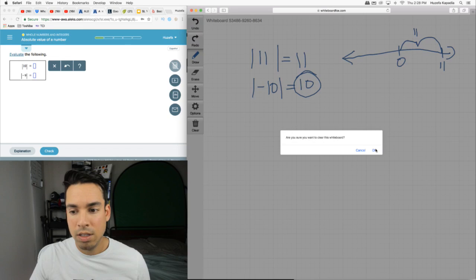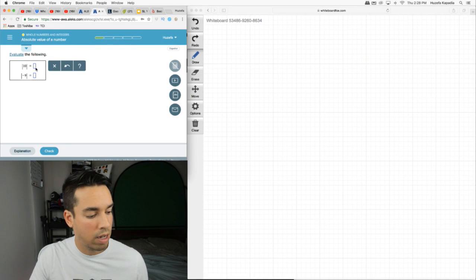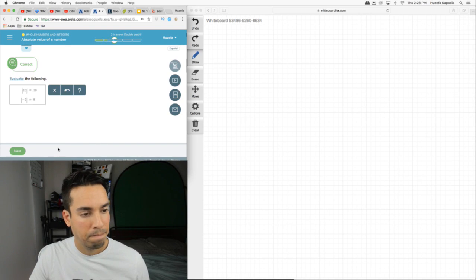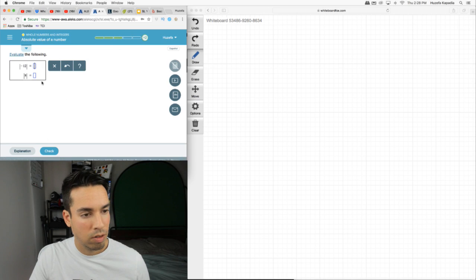Now let's talk about these two. Again, we have absolute value of 10. Absolute value of a positive number is just the number itself. Absolute value of that negative 9 is positive 9. And this one is going to be positive 12, and of course, just 8, positive 8.